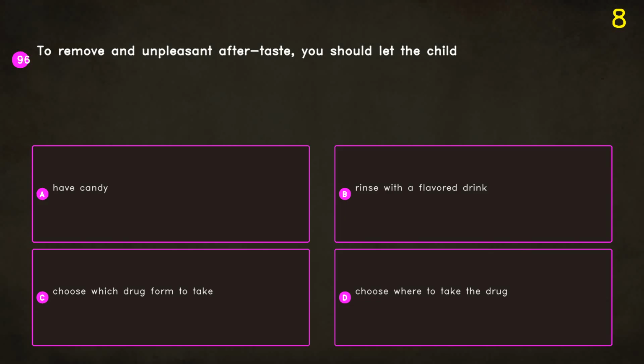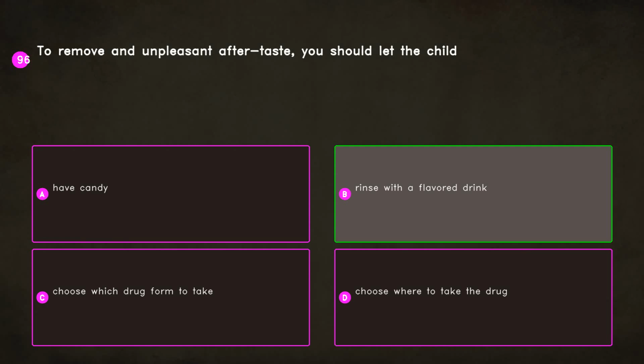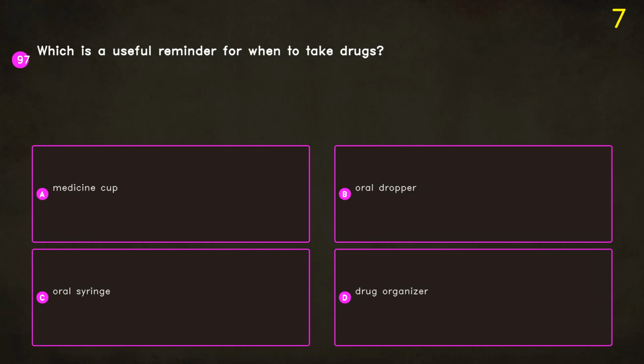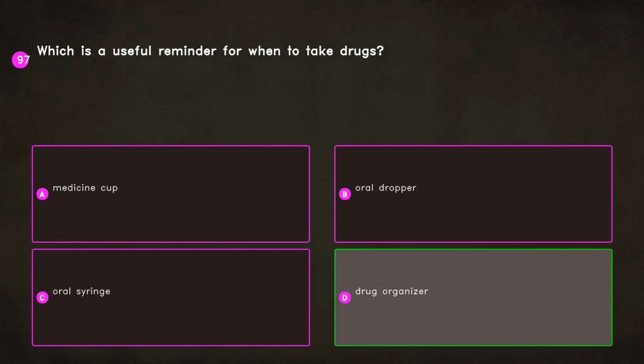Question 96. To remove an unpleasant aftertaste, you should let the child A. have candy, B. rinse with a flavored drink, C. choose which drug form to take, D. choose where to take the drug. The correct answer is rinse with a flavored drink. Question 97. Which is a useful reminder for when to take drugs? A. medicine cup, B. oral dropper, C. oral syringe, D. drug organizer. The correct answer is drug organizer.